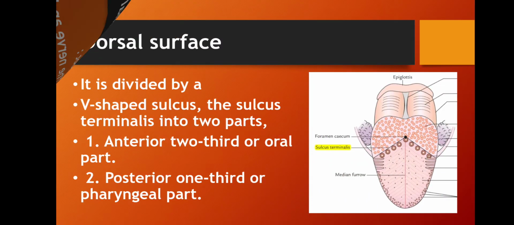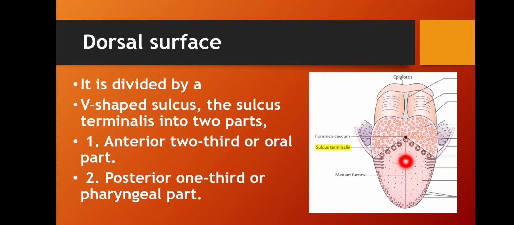Okay, next we will see the dorsal surface of the tongue, which you can observe in this picture. It is divided by a V-shaped sulcus, the sulcus terminalis, into two parts. You can observe here, this is the V-shaped sulcus. This V-shaped sulcus divides this whole portion of the dorsum into two parts. This is the first part, this is the second part. So this is the anterior part, this is the posterior part.